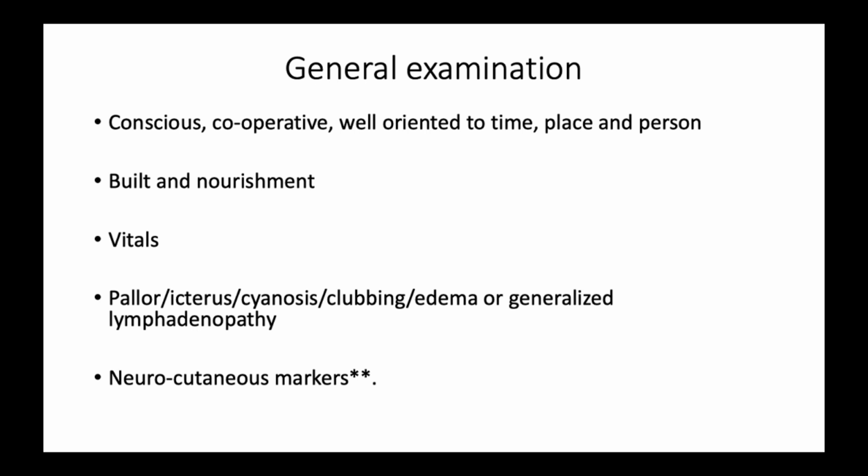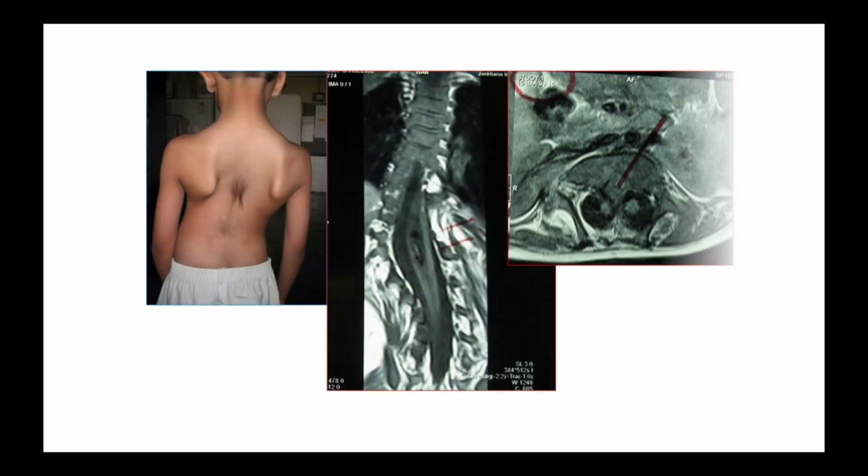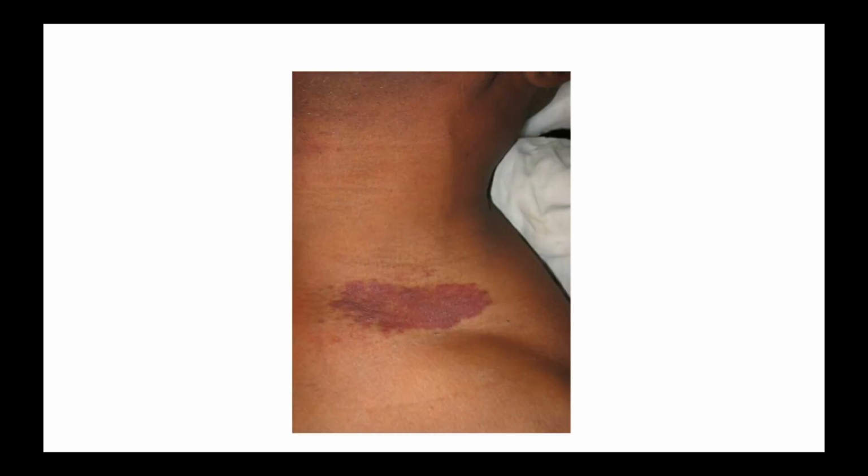General examination for a spine patient is similar to the other conditions. One important parameter to be noted is the neurocutaneous markers. Here we see the presence of a hairy patch, and that patch is suggestive of an intraspinal anomaly which is later evident on the MRI. So these neurocutaneous markers have to be looked for and cannot be missed.